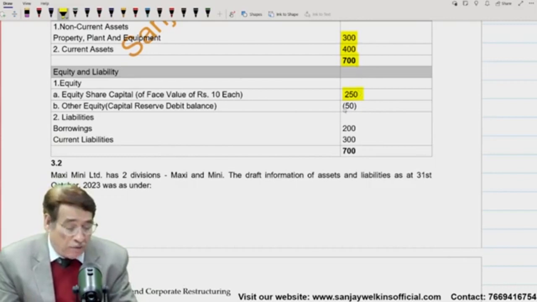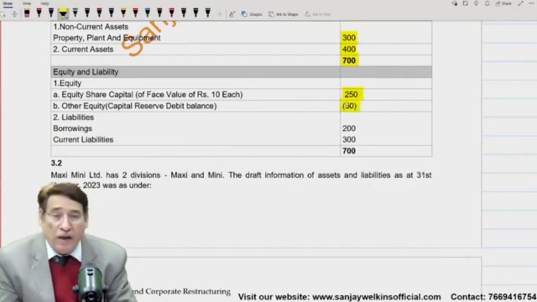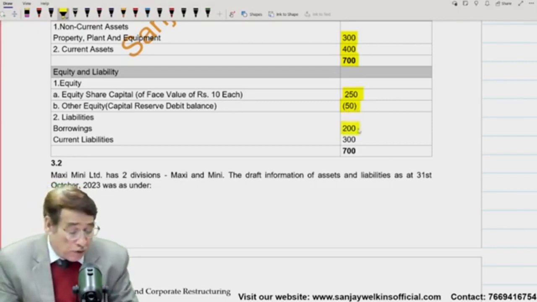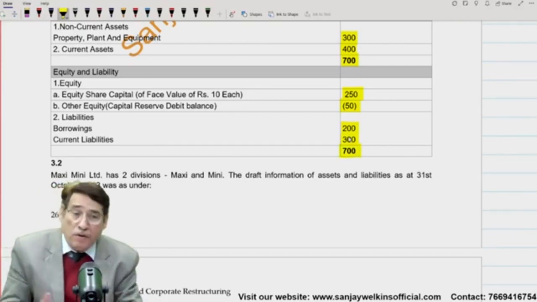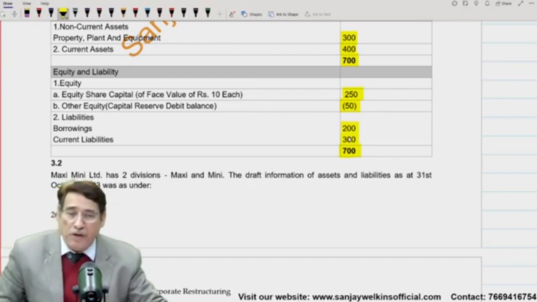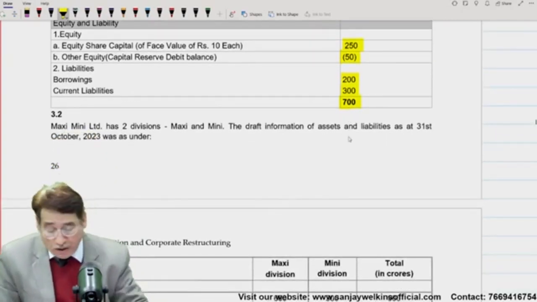In the entry, we have incurred a loss, correct, by debiting the capital reserve. So capital reserve will have a debit balance that is negative 50. And we have taken over borrowings of 200 and current liability of 300. So total will be equal to 700. This is how you are supposed to do this particular question. Is it clear to you or not?